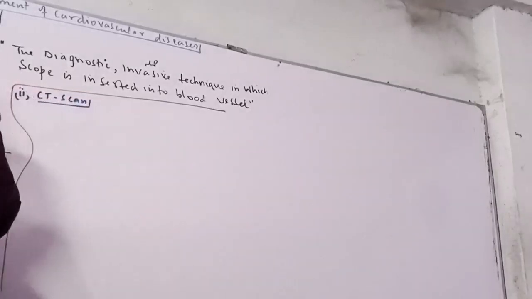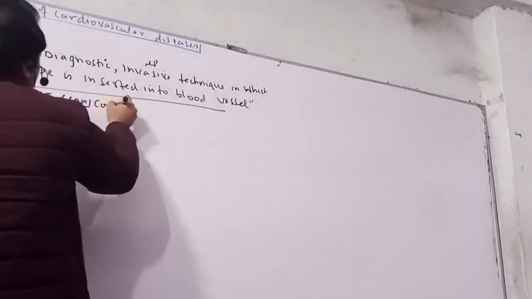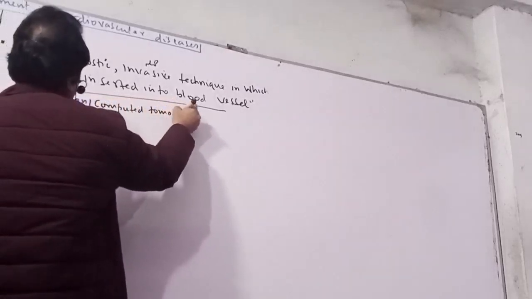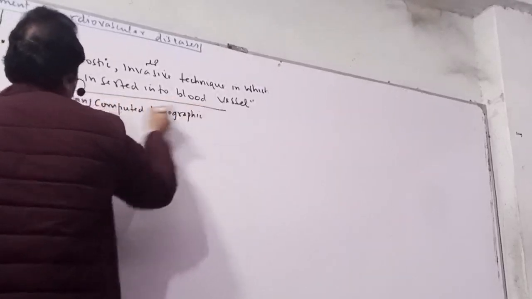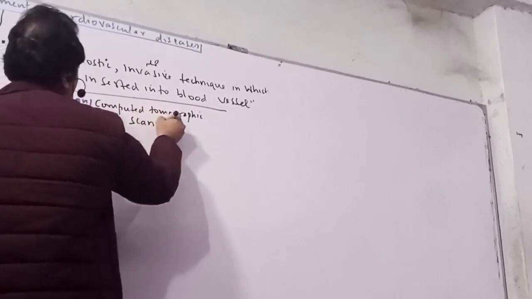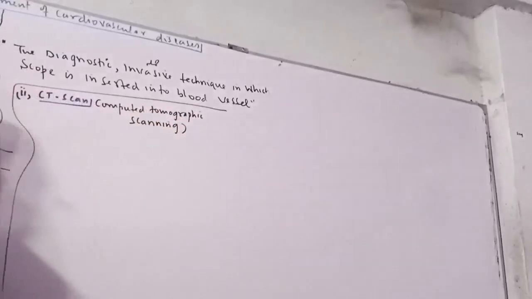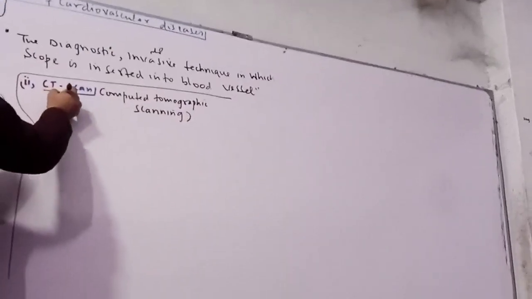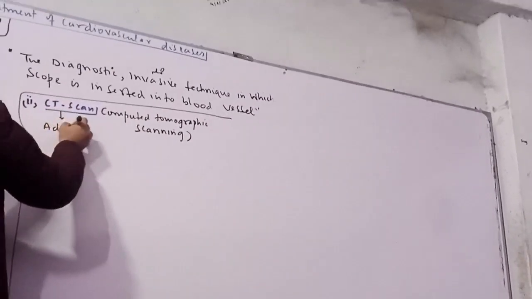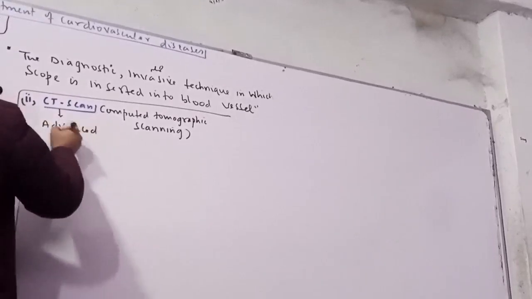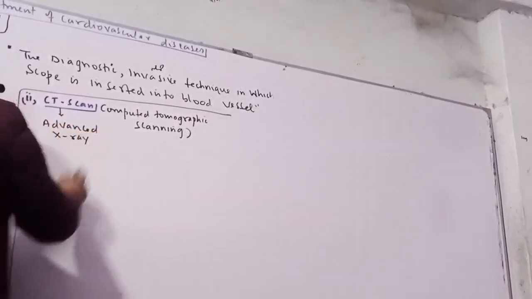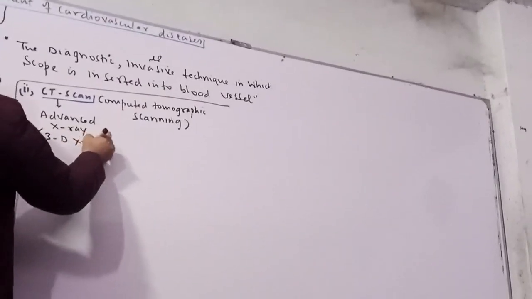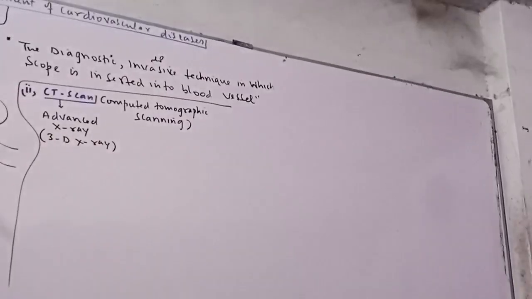CT scan also stands for computed tomographic scanning. That's why CT scan is basically advanced X-ray. That's just advanced X-ray or three-dimensional X-ray, 3D X-ray. CT scan is basically a 3D X-ray machine.